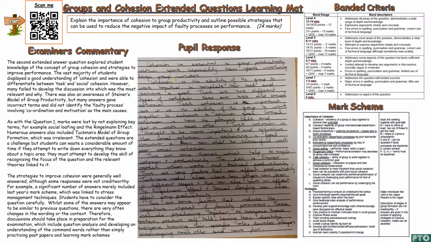Okay, so the first part of the examiner's commentary looks at this section. On the mark scheme, that marries up with this part of the mark scheme, and it refers to points A, B. It also refers to points H and I, which is task and social cohesion, and it's also referring to how the answers managed to develop the discussion into what was the most important aspect of cohesion and why. So that is then the points J, K, and L.